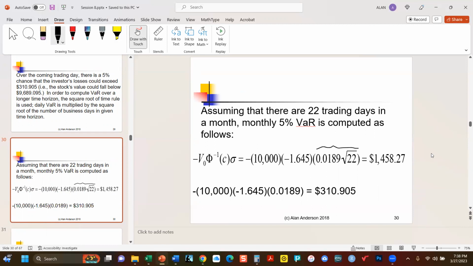And so over a month, we're looking at 1458.27. So it's going up by about 4.5 times. Okay, notice how it didn't go up by a factor of 22. Instead it only went up by about 4 point something.